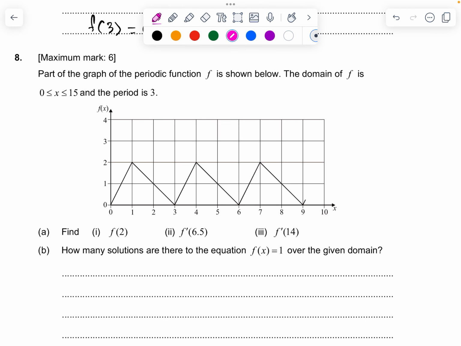Question number 8. Part of the graph of a periodic function is shown below. The domain is between 0 to 15. Period is 3. Find f of 2. F of 2 value, you can find it out. It's going to be 1.